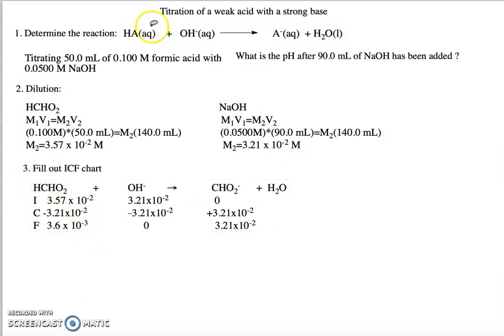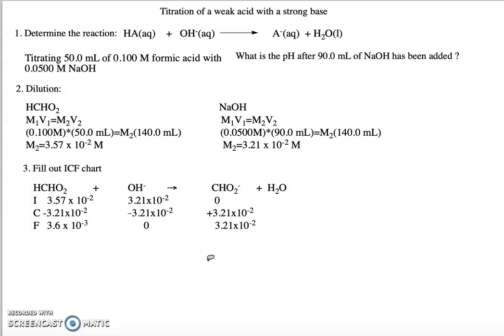So this is our equation. Our HA is HCHO2. Our A minus is CHO2 minus. And the 3.57 times 10 to the negative 2 goes here. 3.21 times 10 to the negative 2 goes here. We don't start with any of the conjugate base, but as the reaction proceeds, we make some of the conjugate base. As the OH minus goes down, the CHO2 minus increases. The OH minus is the one we have the least of. It's the one that runs out at final conditions, so we have 0. And you'll notice we have some of my formic acid and we have some of my formate when we're done.